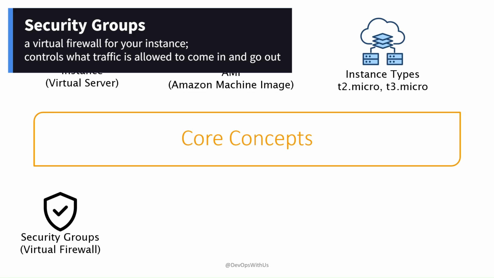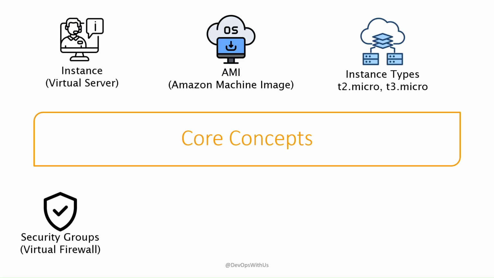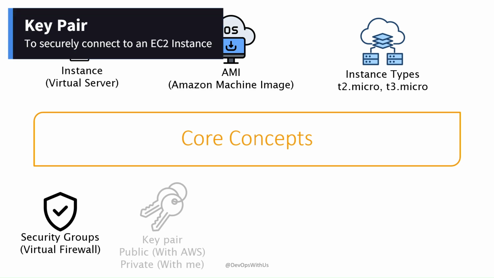Then comes security groups. This is a crucial one. A security group acts as a virtual firewall for my instance. It controls what traffic is allowed to come in and go out. I have to explicitly open the ports for the services I want to be accessible. For example, to access a web server, I open port 80, which is HTTP, and 443, which is for HTTPS. For SSH access to a Linux instance, I open port 22.